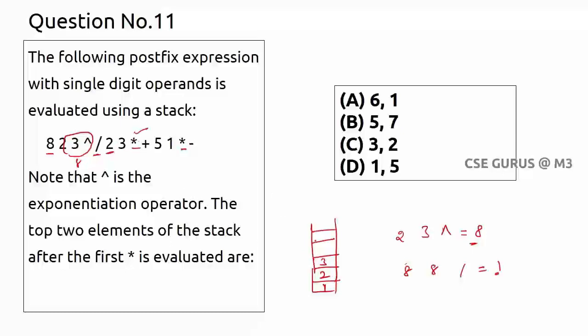Now asterisk. Now I have to pop the elements. Okay. So now if I pop 3 and 2, that is like this asterisk, which is 6. Now 6 has to be pushed here. Now this is the question, it is asking the top two elements of the stack after the first asterisk is evaluated. I evaluated, now the elements are 6 and 1. Option A.